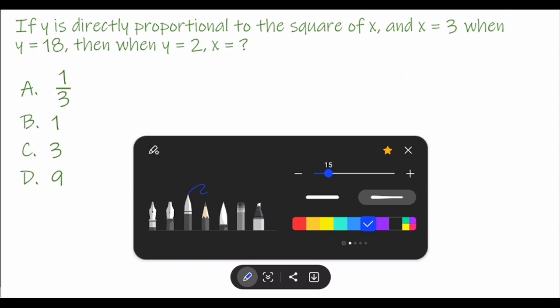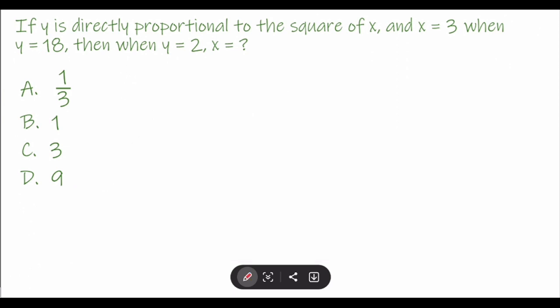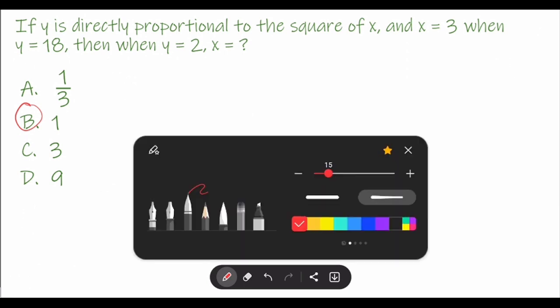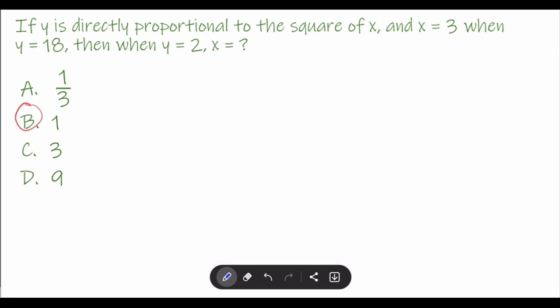The correct answer for this is actually B. It's 1. So how do we get 1? Let me show you how to do it.